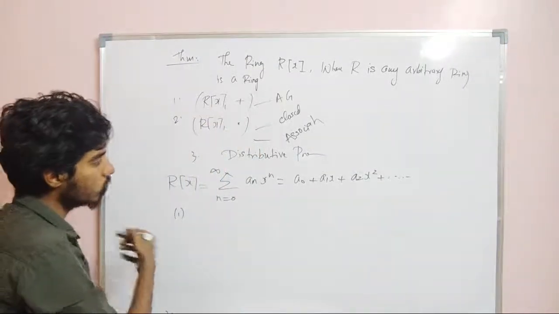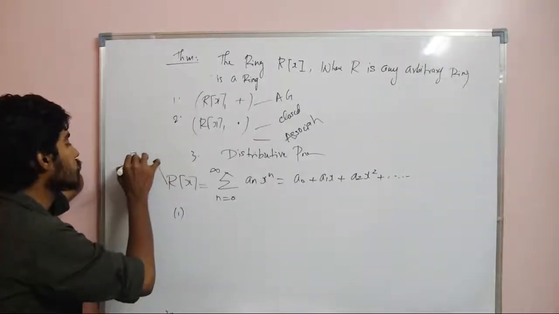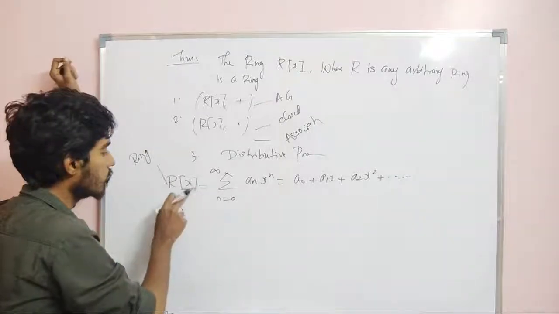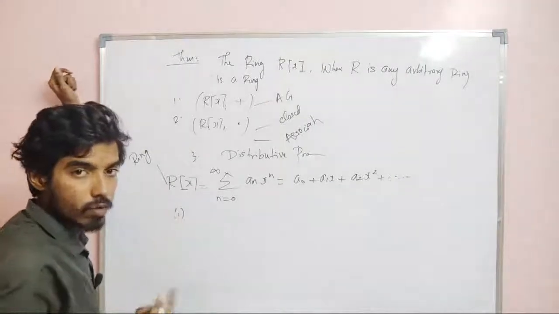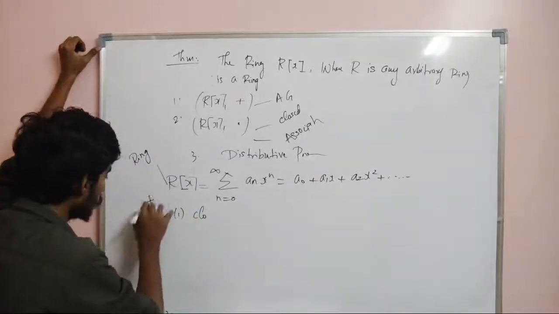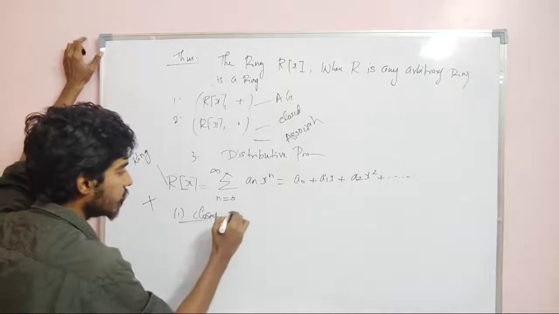Now if you take two polynomials, remember this R is a ring, and we are keeping the ring over polynomials. First, closure. We will prove it with respect to addition. It is closed, because you just take a polynomial.